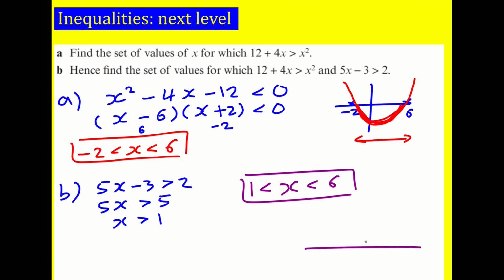If you prefer, like I said before, we can put minus 2 to 6 in as my first solution, and then x is greater than 1, and we look for the overlap, which is here, 1 to 6.